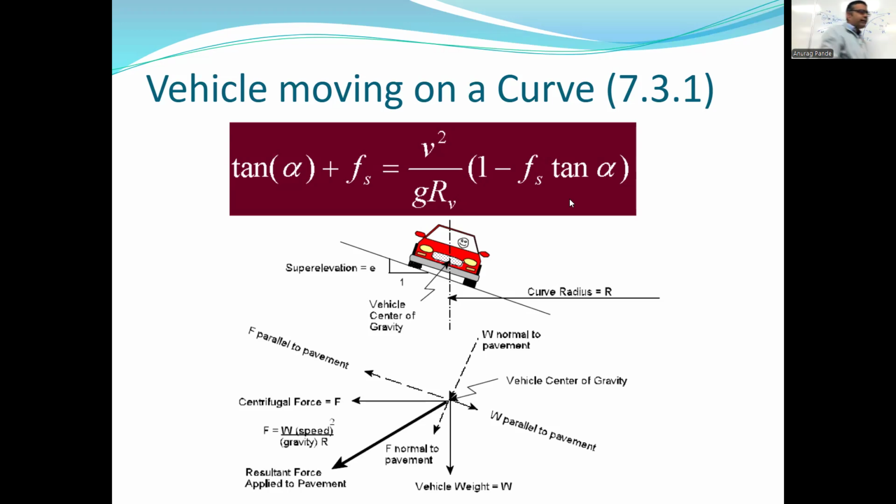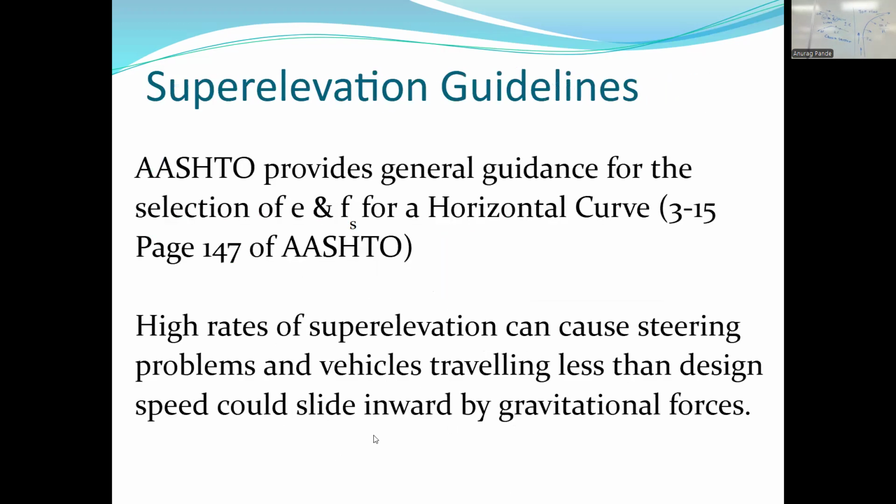Now, if you look at that equation, we can find this super elevation e value and the Fs value for a horizontal curve in the AASHTO Green Book. This is from an older version of the AASHTO Green Book, but the tables remain largely the same. One thing to think about is that we limit the super elevation to 6% in urban areas and 8% in rural areas.